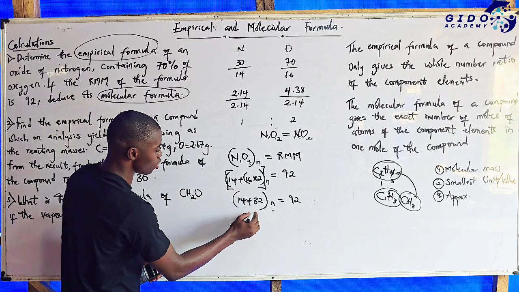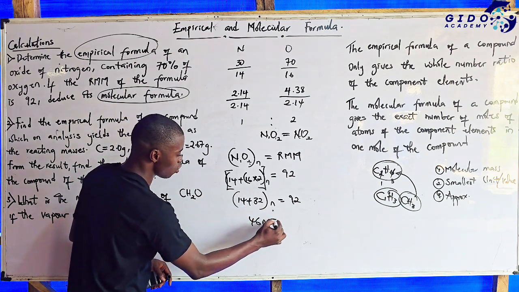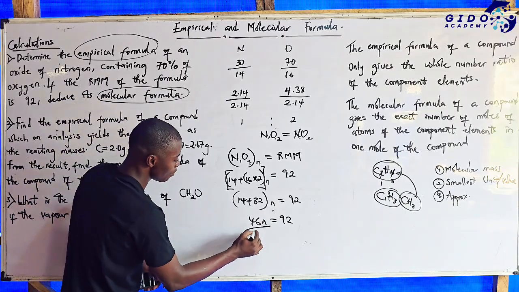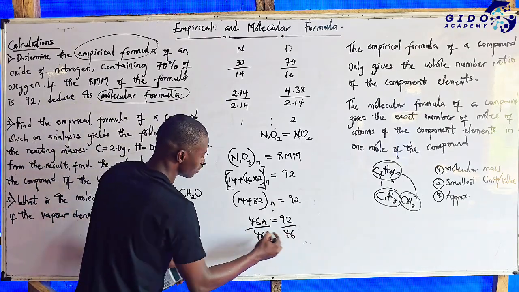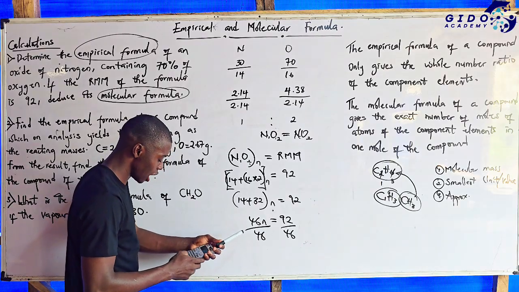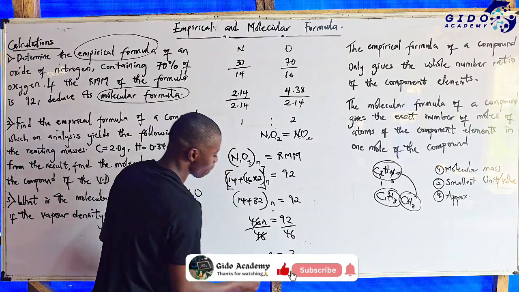So 14 plus 32, we have 46n equals 92. The next thing you have to do is divide both sides by 46. So I will have 92 divided by 46, our answer is 2. Therefore, the value of n is equal to 2.